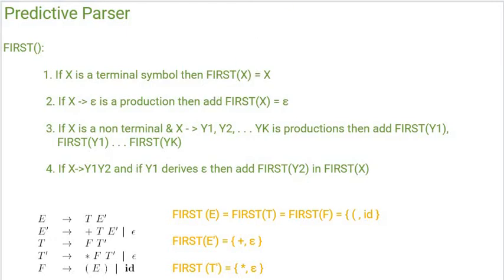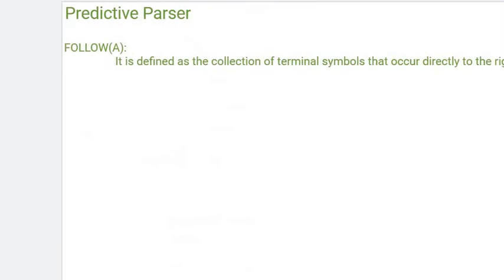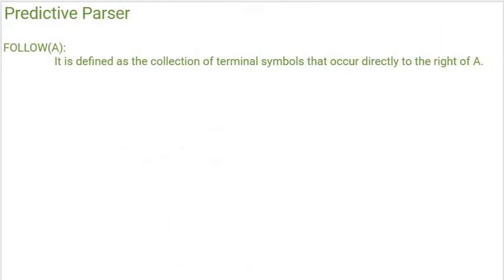Okay. Now with this, let us get into the follow operation. It is defined as a collection of terminal symbols that occur directly to the right of A.